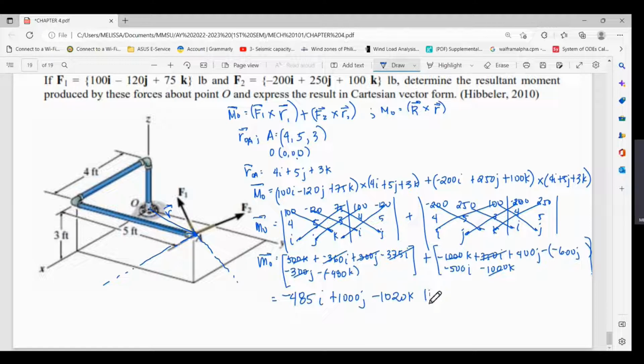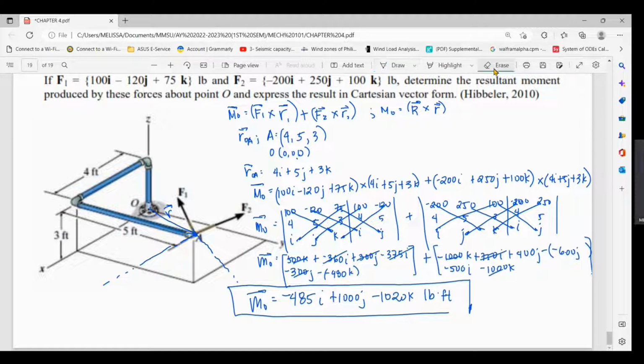Pounds. So this will be now the final answer. Negative 485, tapos plus 1,000, negative 1020. Okay, so this is for the first step. Okay, first step. Or the first way to solve for the moment at point O. So, gamitin naman natin yung resultant. So, this is much easier compared dito sa ginawa natin.